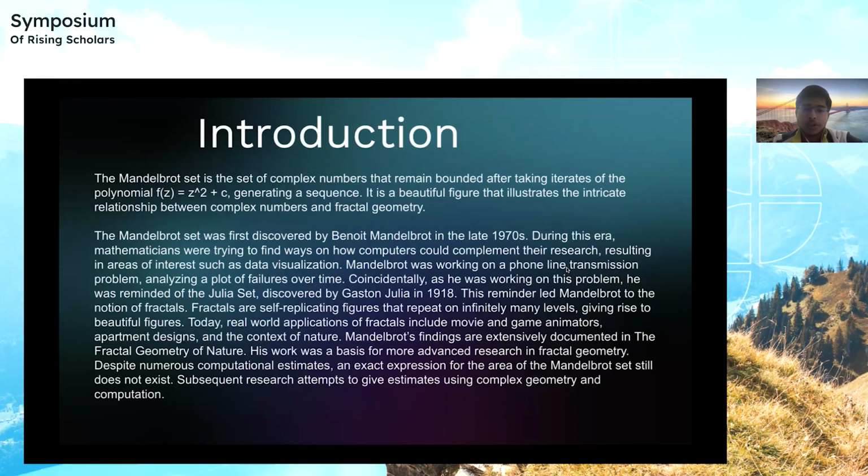The Mandelbrot set was first discovered by Benoit Mandelbrot in the late 1970s. During this era, mathematicians were trying to find ways on how computers could complement their research, resulting in areas of interest such as data visualization. Mandelbrot was working on a phone line transmission problem, analyzing a plot of failures over time. Coincidentally, as he was working on this problem, he was reminded of the Julia set, discovered by Gaston Julia in 1918. This reminder led Mandelbrot to the notion of fractals.